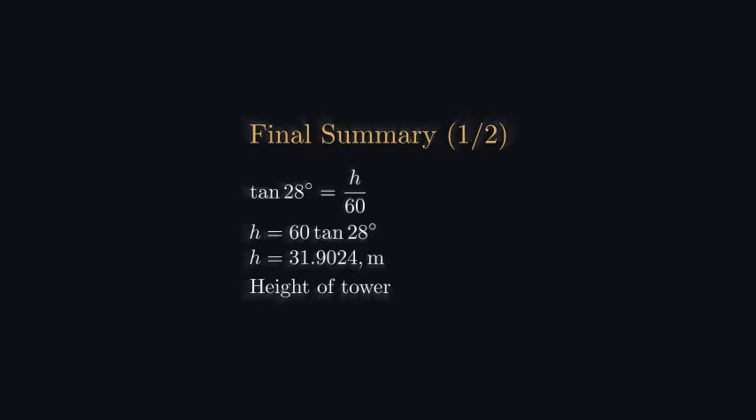To summarize, h equals 60 tan of 28 degrees equals 31.9024 m. Height of tower. The key equations are shown on the screen.